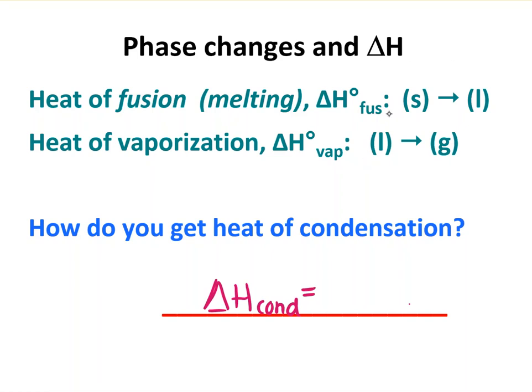Often tables will just list values for these two. So to get the heat of condensation, I'm interested in gas to liquid. So I'm just going to take whatever number I have here and change the sign, because it's the opposite reaction.